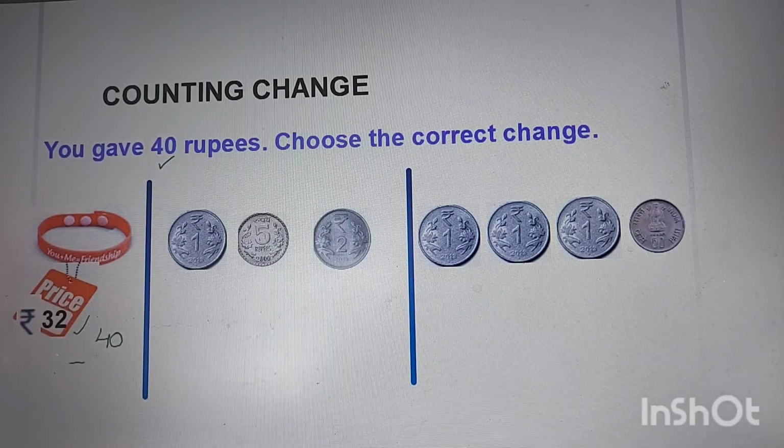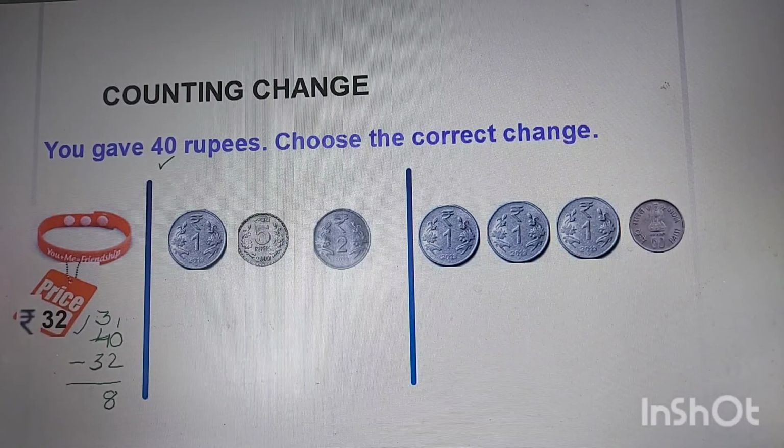40 minus 32. So here 0 minus 2 is not possible. So from 4 we will borrow. So 4 becomes 3. You will write here 1 and read the number as 10 minus 2, that is 8, and 3 minus 3, that is 0. Okay, now from the options given, let's count where is the correct change given.